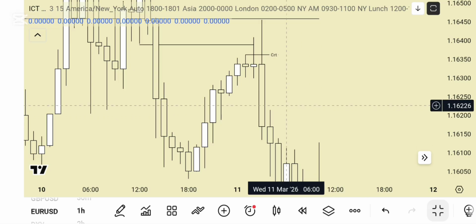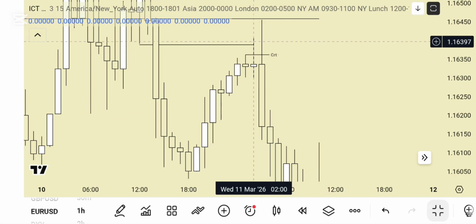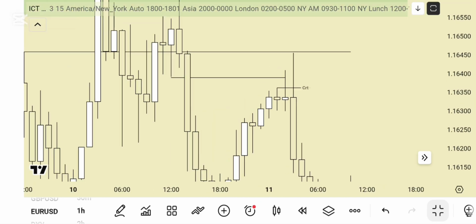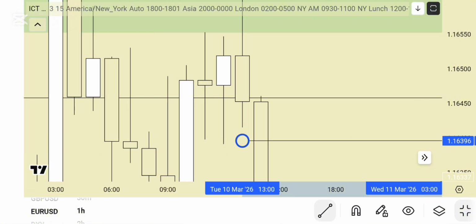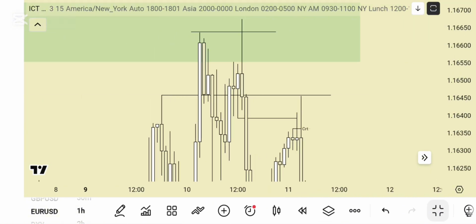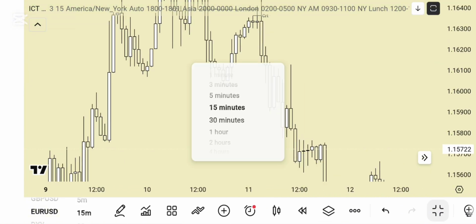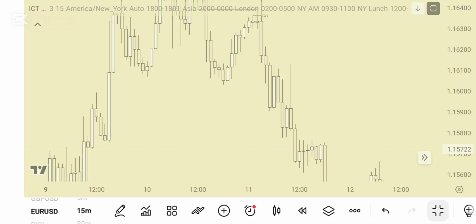2 a.m. manipulation into the key level, giving us what, a change in state of delivery on what, the 15 minutes time frame. Let's move to the 15 minutes time frame. Got my entry, everything was correct, but I was wrecked. I was absolutely wrecked.